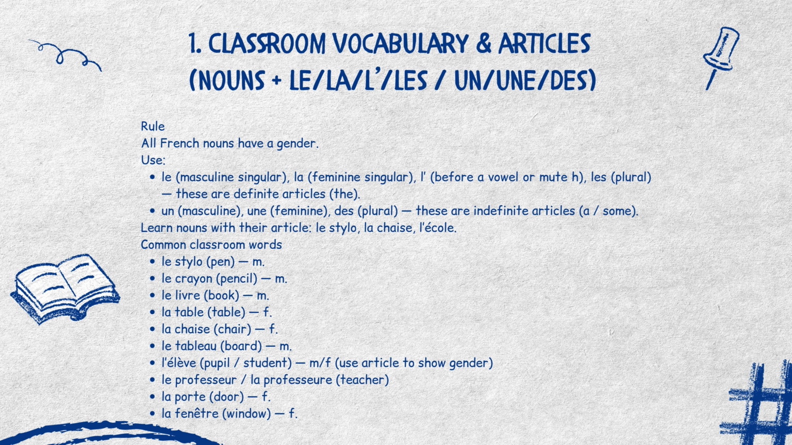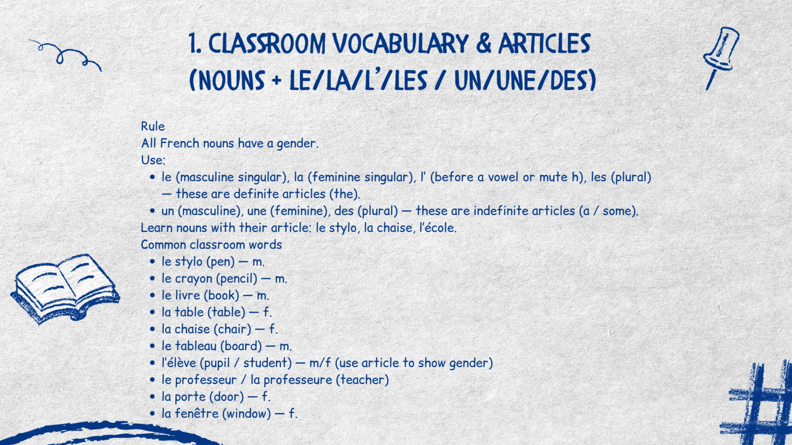Let's review some common classroom words in English. We have the pen, the pencil, the book, the table, the chair, the board, the student, the teacher, the door, and the window. In French, each of these nouns has a gender. Some are masculine and some are feminine. The article changes depending on that gender.